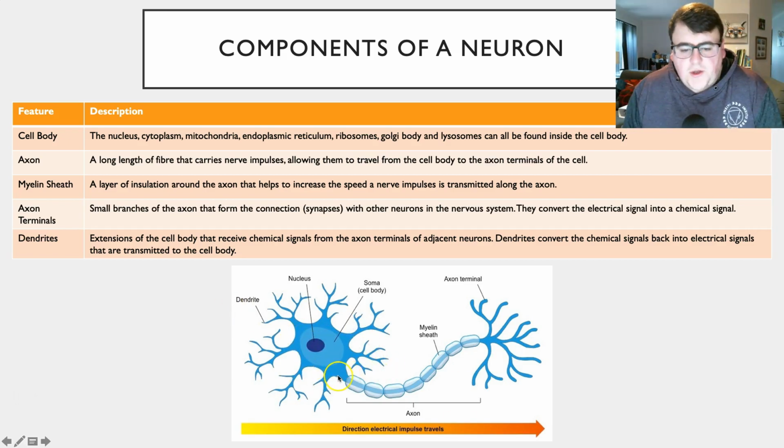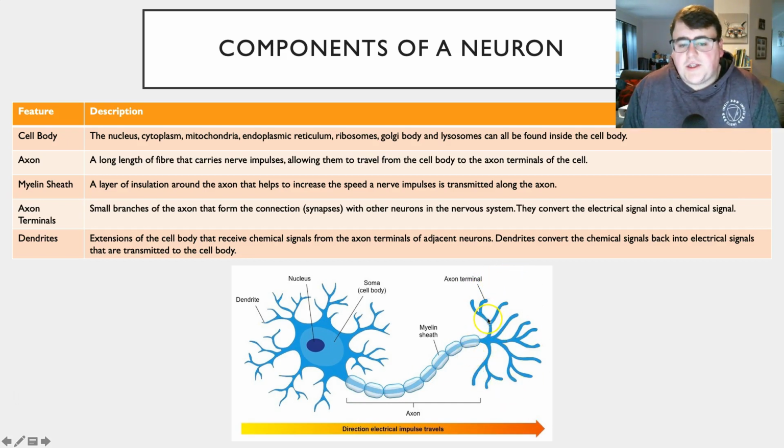Coming off of the cell body, you have this nice thin, long, fibrous cord, this blue line here. That's called the axon, a long length of fiber that carries nerve impulses from the cell body to the axon terminals of the cell. On top of the axon, you have these light blue circles, which we're going to call the myelin sheath. They're a layer of insulation around the axon that helps to increase the speed that the nerve impulse will travel along it.